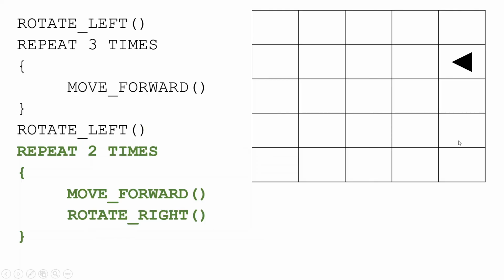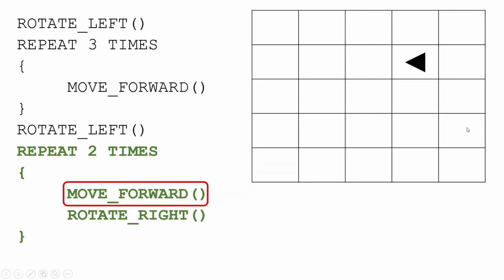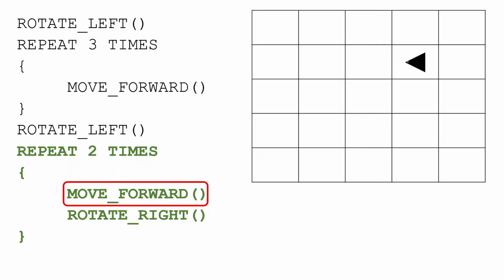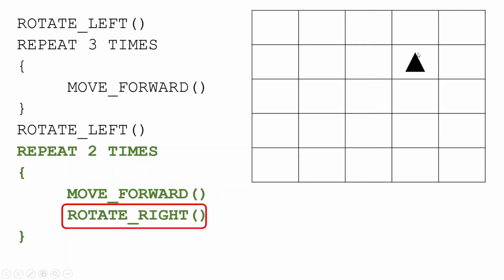And then I have a repeat 2 times. It says move forward, rotate right. So I'm going to repeat that twice. So you'll see my robot move forward and then rotate right. All right. Let me go back there. So move forward, I moved into this. And then my next step was rotate to the right. Okay. So orientate yourself. I'm going to rotate to the right here. So now it's facing upward.